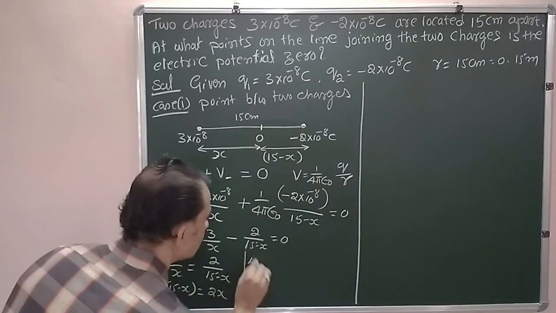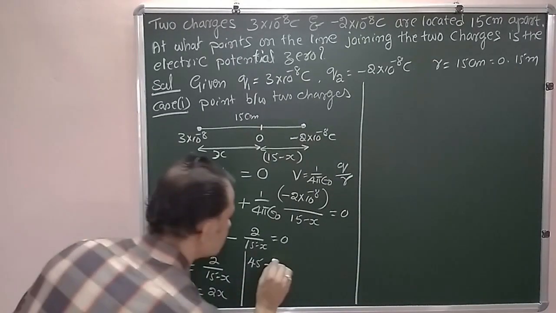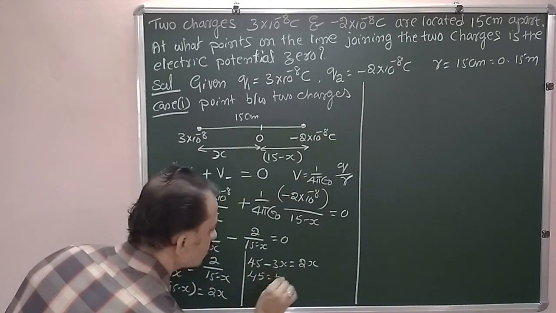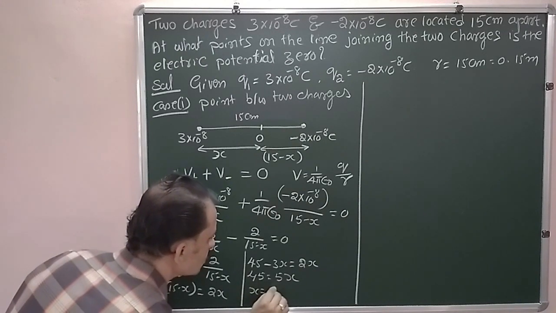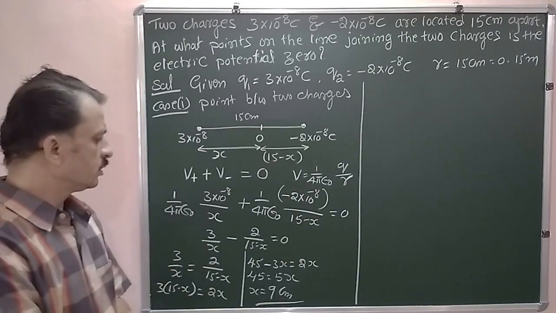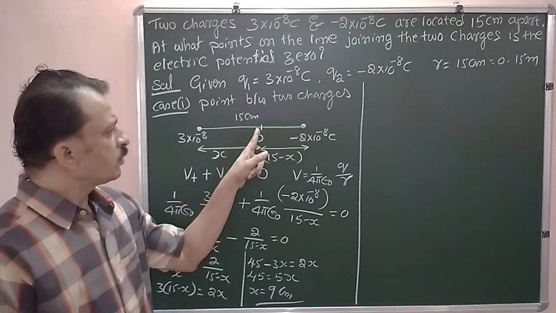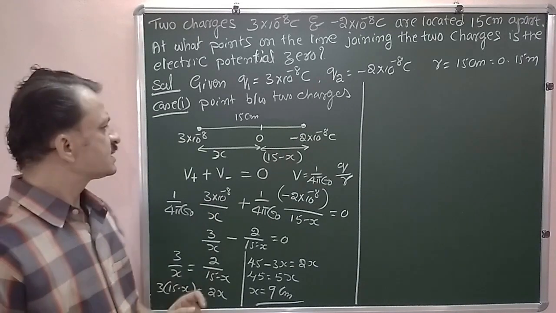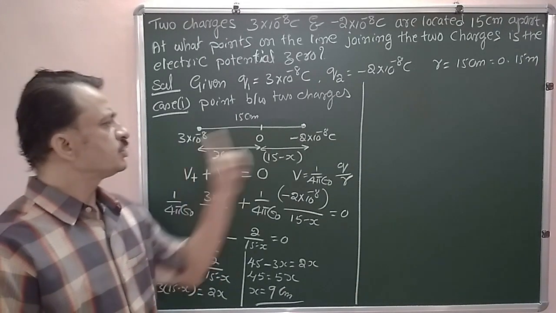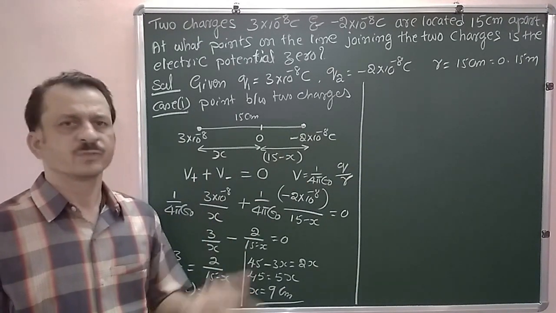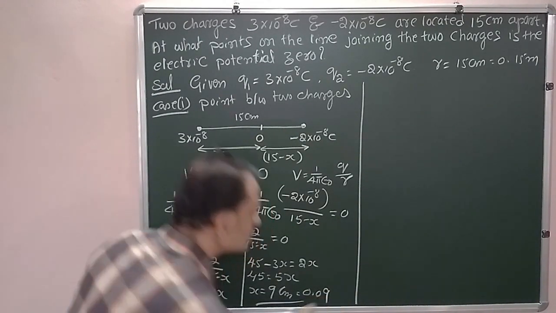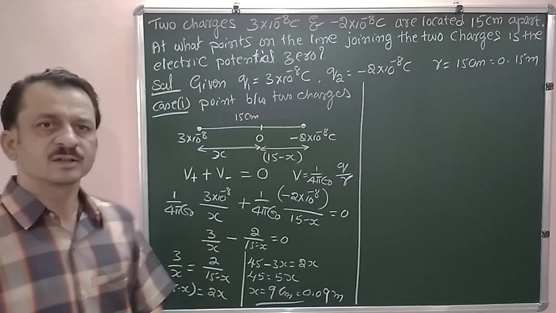So 15 minus 3x... 45 minus 3x is equal to 2x, or 45 is equal to 5x, or x is equal to 9 centimeter. Therefore, the point O is at a distance of 9 centimeter from the positive charge, at which the potential due to the two charge system is 0. If I write it in terms of meter, it is 0.09 meter.